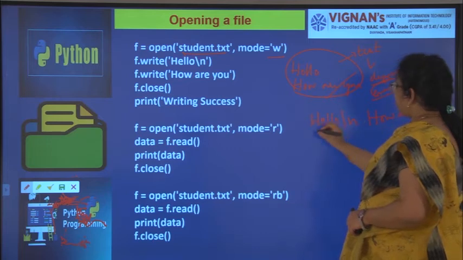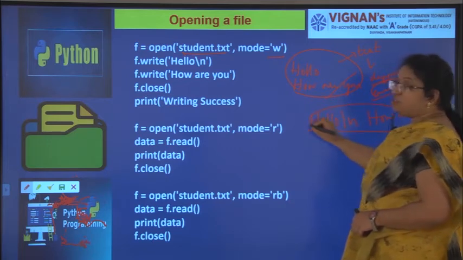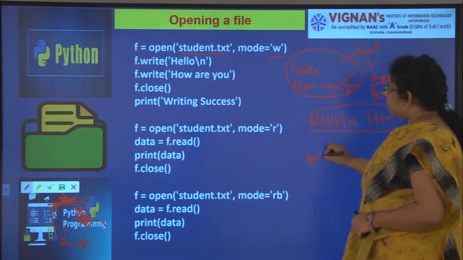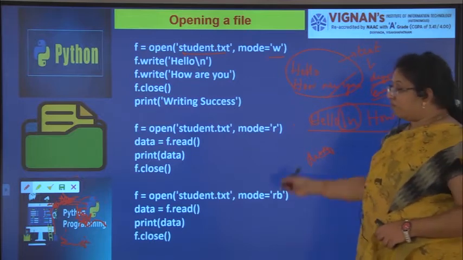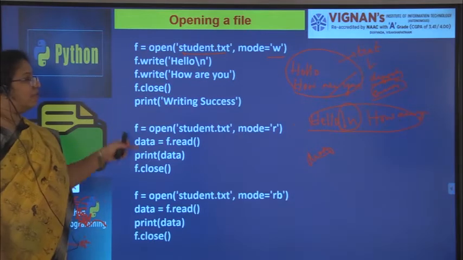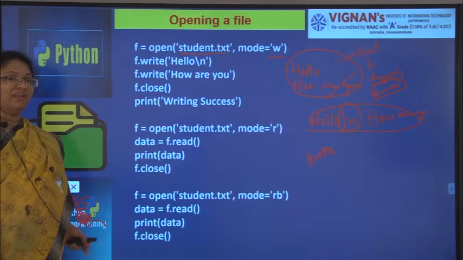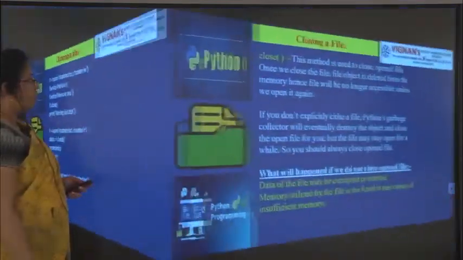But if it is a binary file, there is no decoding mechanism. That's why you are getting \n in the output. We have to remember that. So that is about opening a file in various modes.